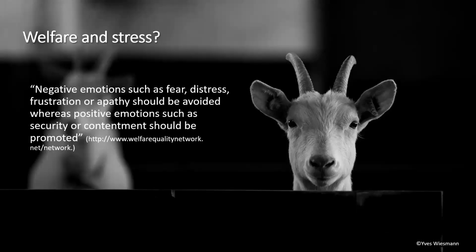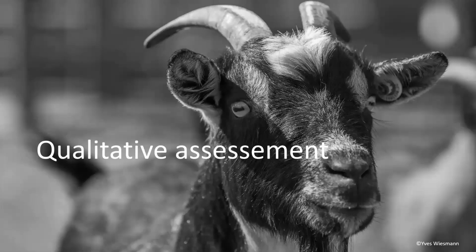So, according to the Welfare Quality framework, negative emotions such as fear, distress, frustration, or apathy should be avoided, whereas positive emotions such as security or contentment should be promoted. But in order to promote these rather, I'd say, anthropomorphic emotions, we have to find a way to measure them. A different technique which has the potential to help interpret specific measures of physical and psychological stress is called Qualitative Behavior Assessment, or QBA. QBA can be a useful addition to stress tests and help to cross-validate these, I think.